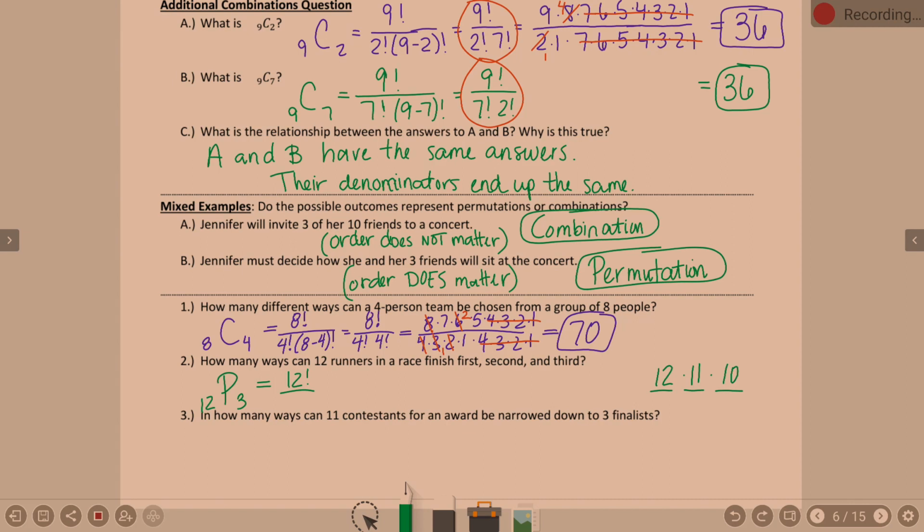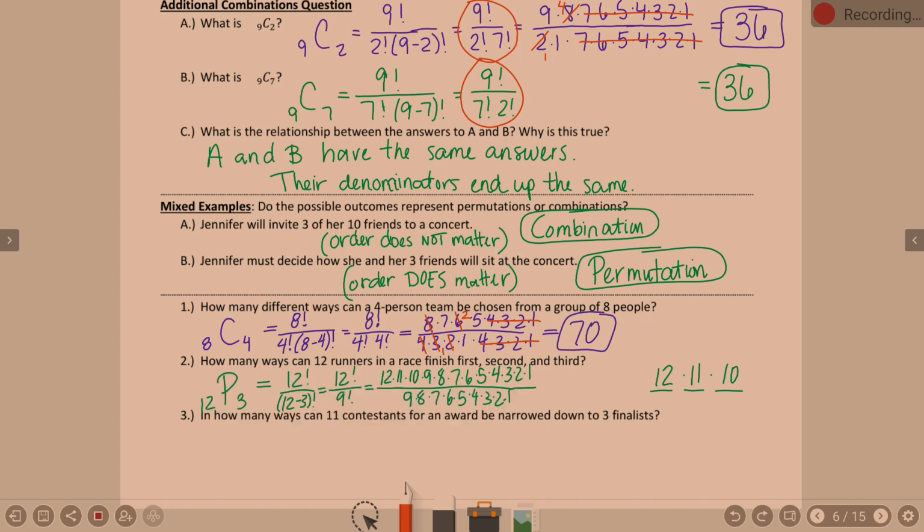So remember now, permutation. We haven't done this since yesterday. On top is still 12 factorial. What's on bottom? 12 minus 3. Yeah, only the 12 minus 3 factorial. So 12 factorial over 9 factorial. And so here we have what? 12, 11, 10, 9, 8, 7, 6, 5, 4, 3, 2, 1 over 9, 8, 7, 6, 5, 4, 3, 2, 1.